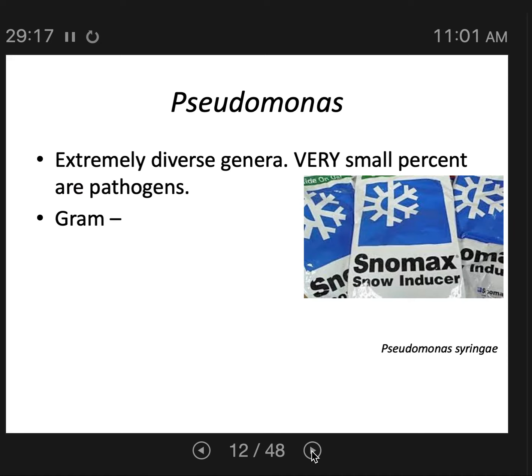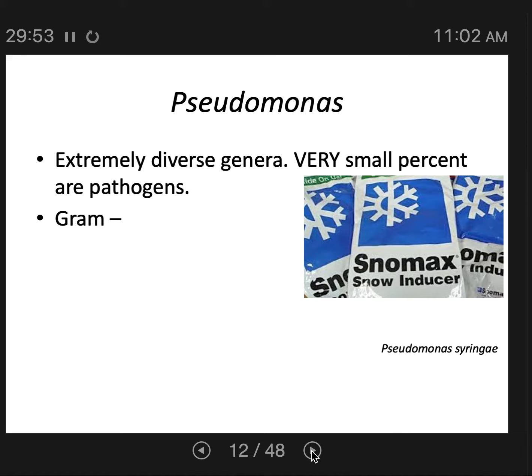All right, Pseudomonas. Pseudomonas is an extremely diverse genus of bacteria, and only a very, very small percentage of them are pathogens. This genus includes 191 species, most of which have nothing to do with pathogenicity. However, they are resistant to many antibiotics and disinfectants, so the couple that do cause disease are very difficult to treat. These are gram-negative bacteria, but they have extra bells and whistles.